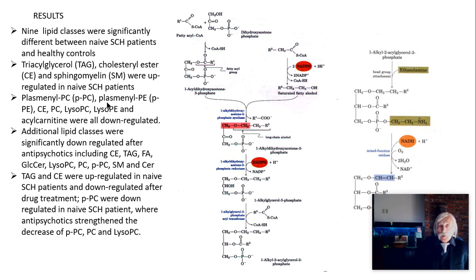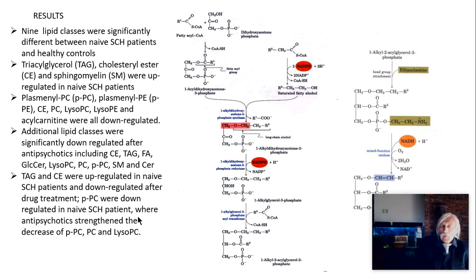Now, we have to discuss a little bit about where all these lipids fall into pathways. That's what I'm going to show you in a moment. Additional lipid classes were significantly downregulated after the antipsychotic drugs were administered. And those included cholesterol ester, triacylglycerol, free fatty acid, glycerol cerebrosides, phosphatidylcholine, this plasmalogen with the choline in the 3 position. And then sphingomyelin shows up as the ceramide, which is another sphingolipid. So that's interesting. So it looks like the drug had some effect on all these lipids.